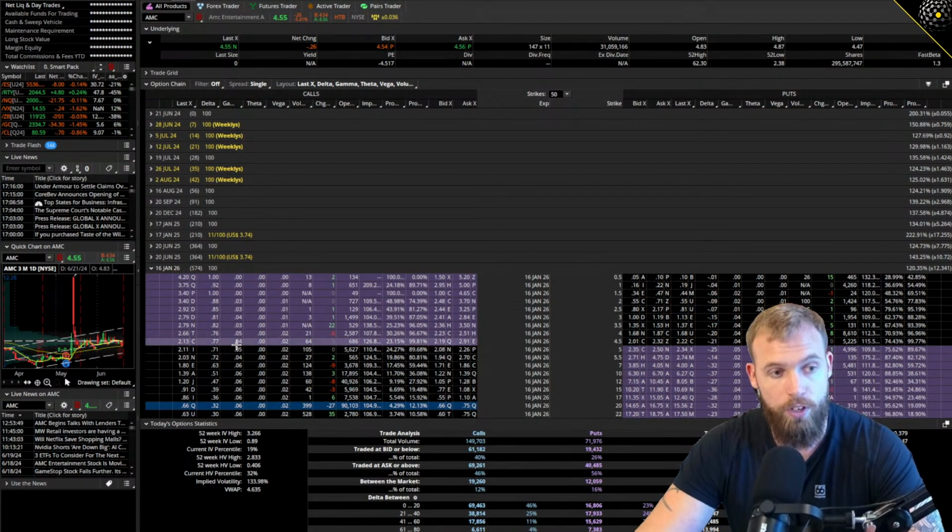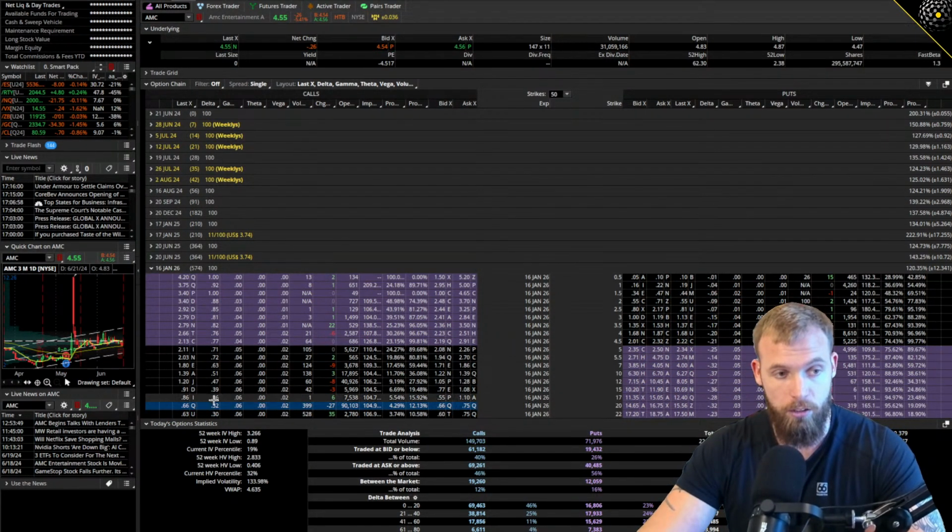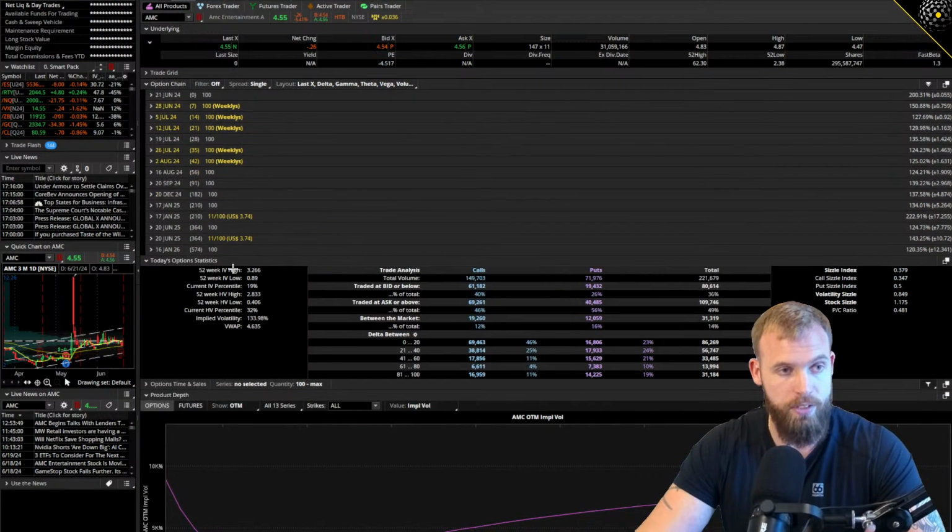This is the problem with options that are further out in time at a low delta: the gamma is very low. They don't change that much. Kind of sucks because you lose that compounding effect.